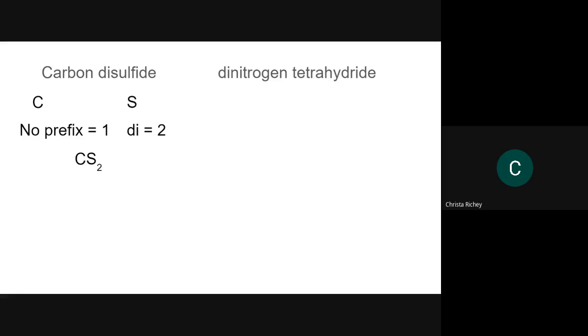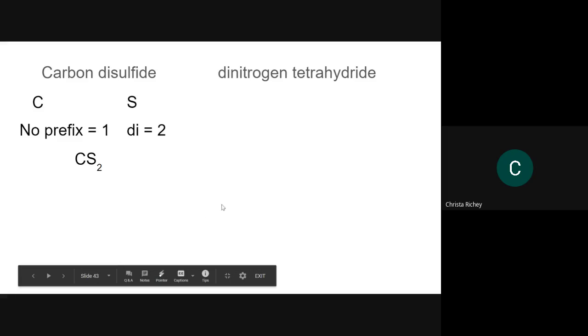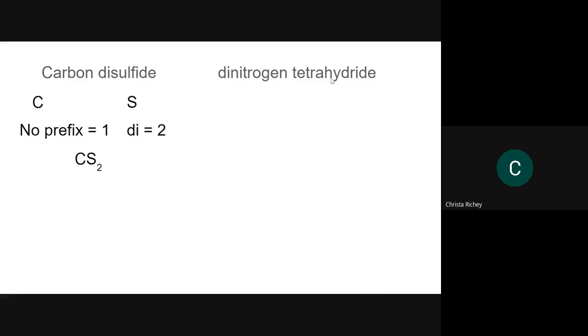Finish that one. And so then the next one, dinitrogen tetrahydride. And if you notice, for those of you that are remote, we don't change the ending of the first guy. You change the ending of the second guy. So I have nitrogen. This comes from hydrogen. How many nitrogens are you going to have? Di means 2. Tetra means 4. So what would you write?